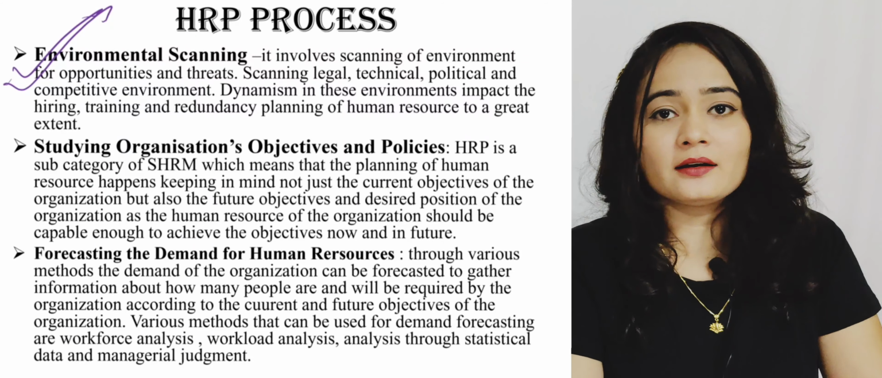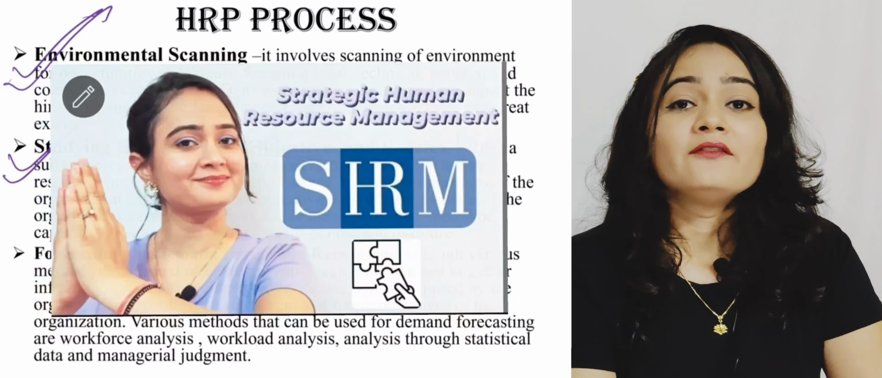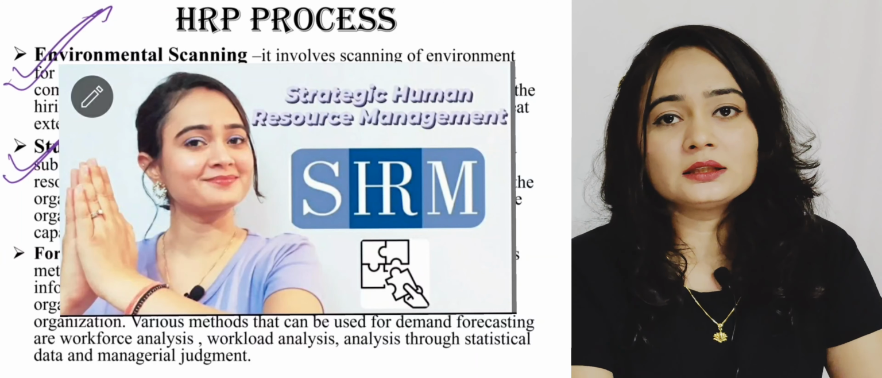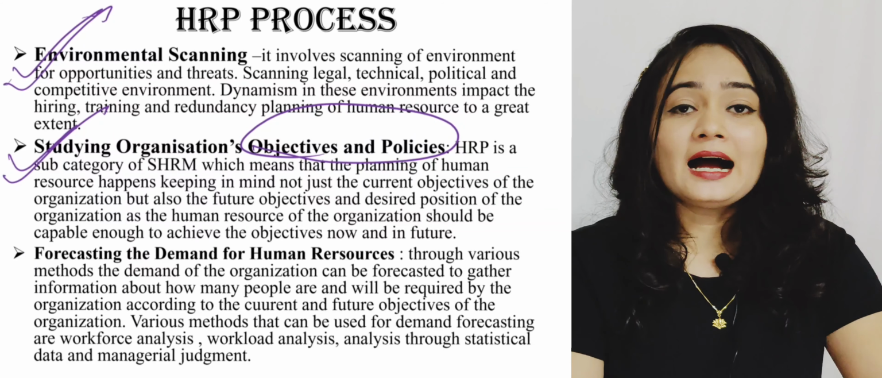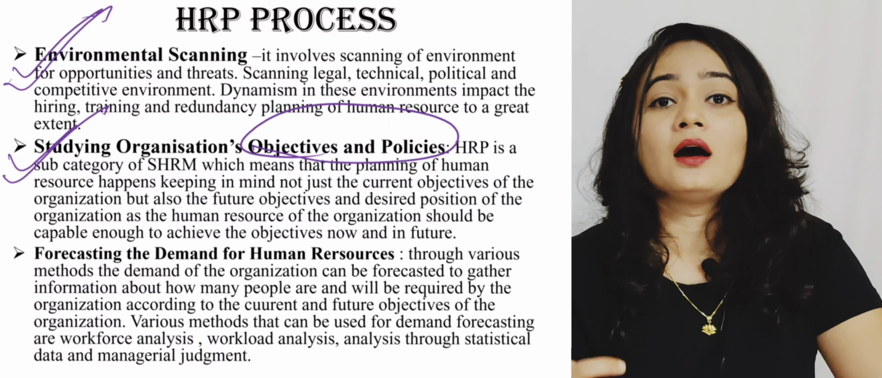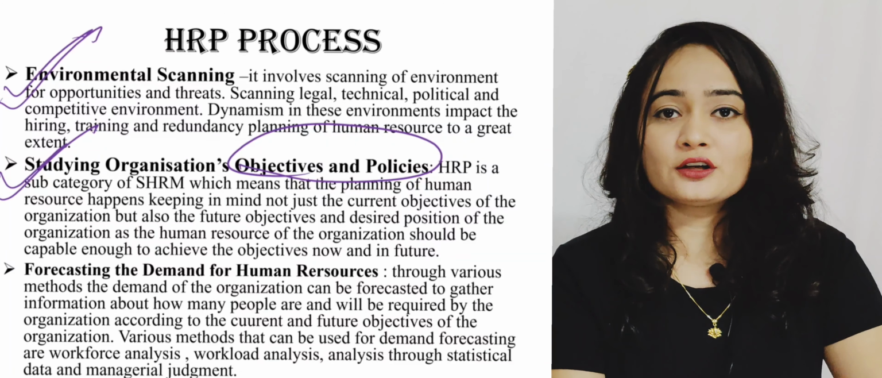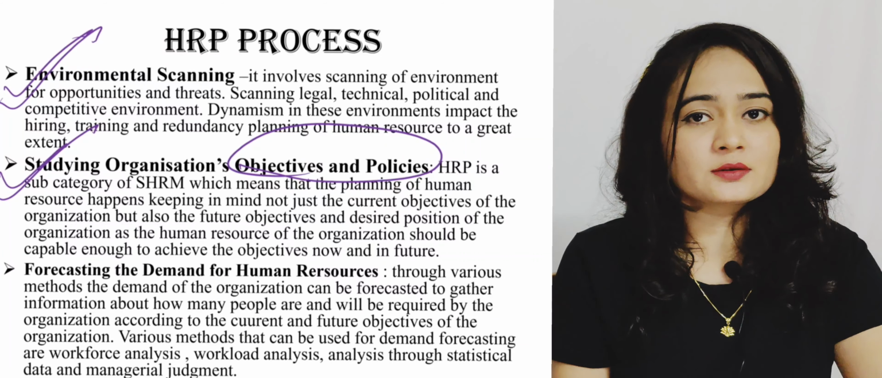Okay, so the next one is studying organization's objectives and policies. So objectives and policies here play an important role. Why? I'll tell you. I have also made a video on strategic human resource management, which I will also link in the description box. Strategic human resource management says that all the HR activities should be in accordance with the goals and objectives of the organization. So HRP is a part of strategic human resource management.